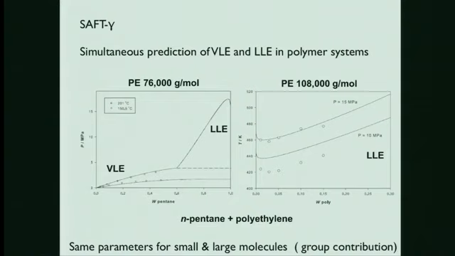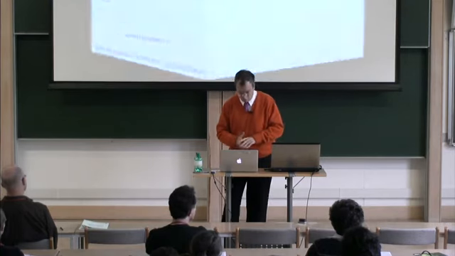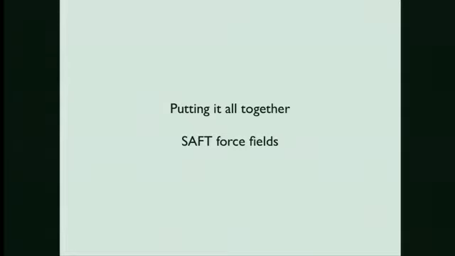And what you can see is that the equation of state is giving the correct behavior, not only of vapor-liquid equilibrium, but liquid-liquid equilibrium, even up to the limit of the polymer systems. Okay, so that's engineering. That's it for engineering. It's over. And now let's put it all together.